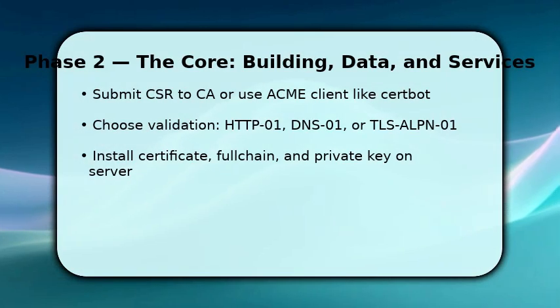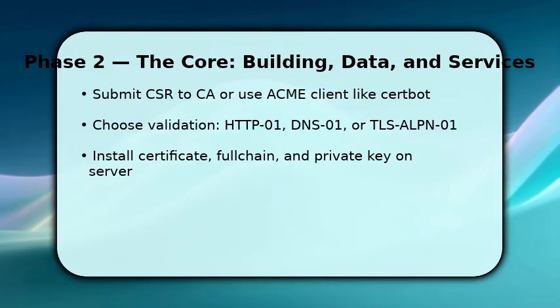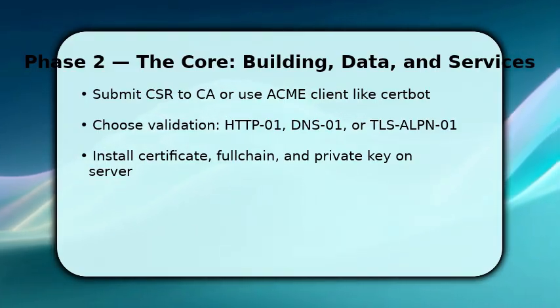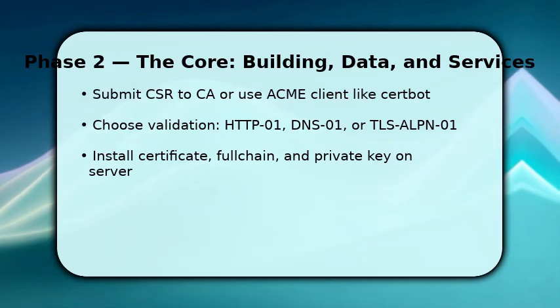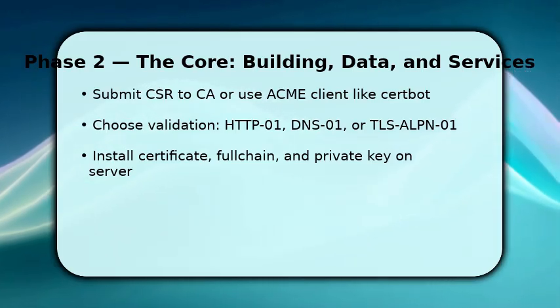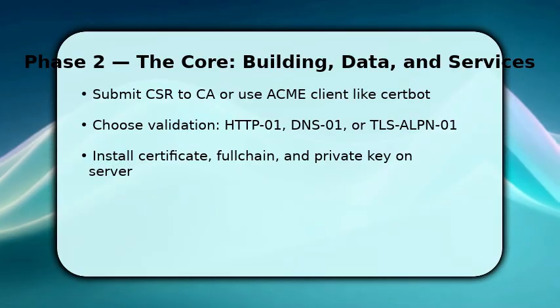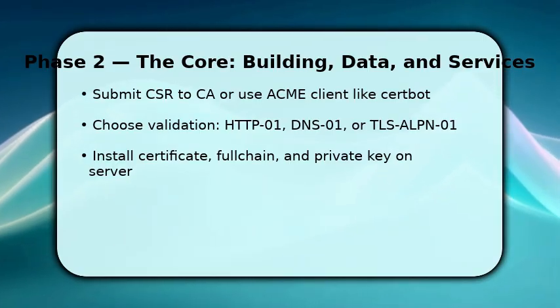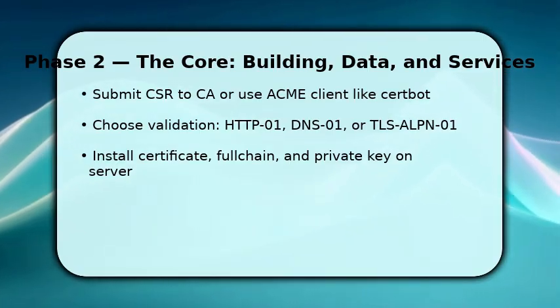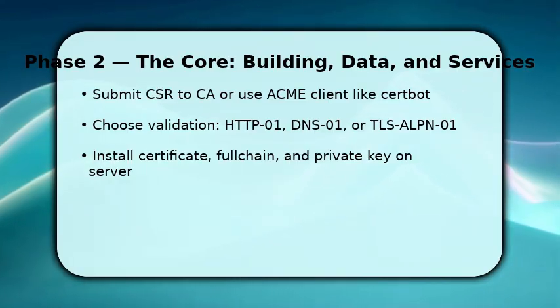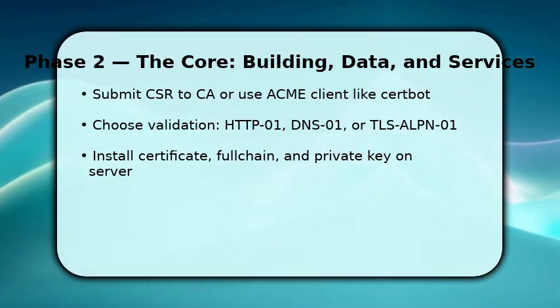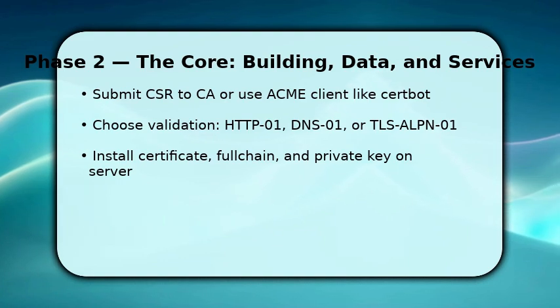Once you have the CSR, submit it to your chosen CA or run an ACME client such as Certbot to automate issuance. This saves time and handles renewals. Make sure to pick the right validation. HTTP-01 for simple web servers, DNS-01 for wildcard or complex setups, or TLS-ALPN-01 for tight server control.